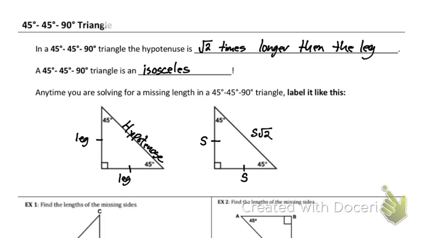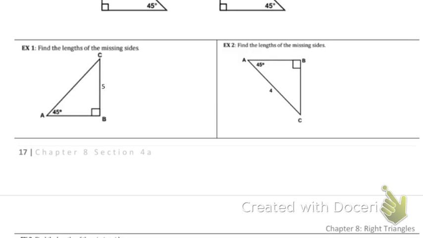So if I know one of my legs is 3, the other leg is 3, and the hypotenuse is 3 square root of 2. So I just need one of these. I either need one leg or one side, and I actually know all of the other information without using a squared plus b squared equals c squared. So let's see how that looks like as an example.